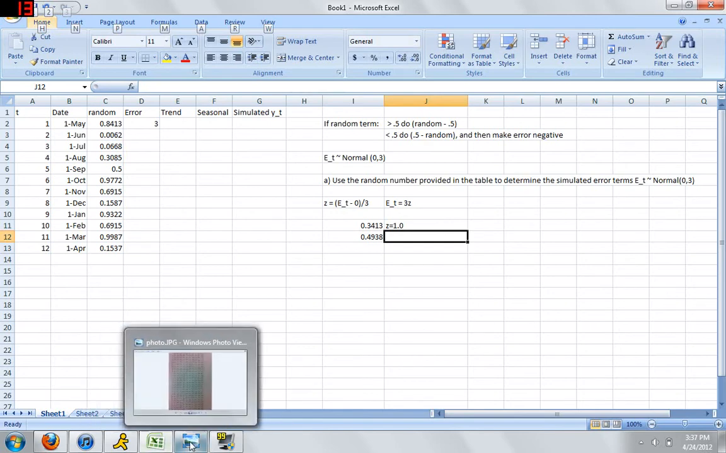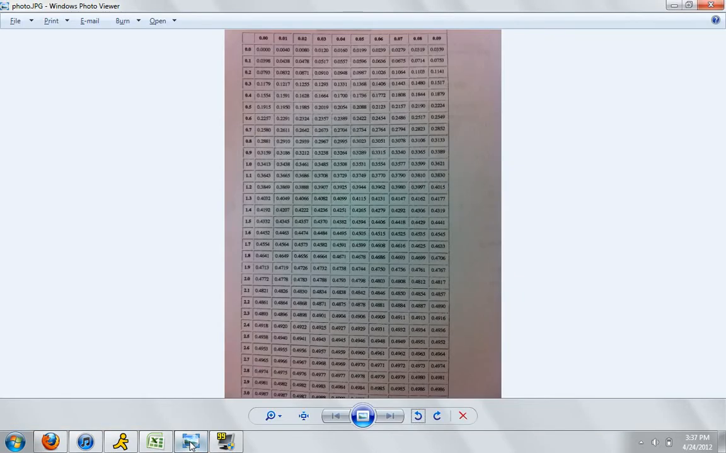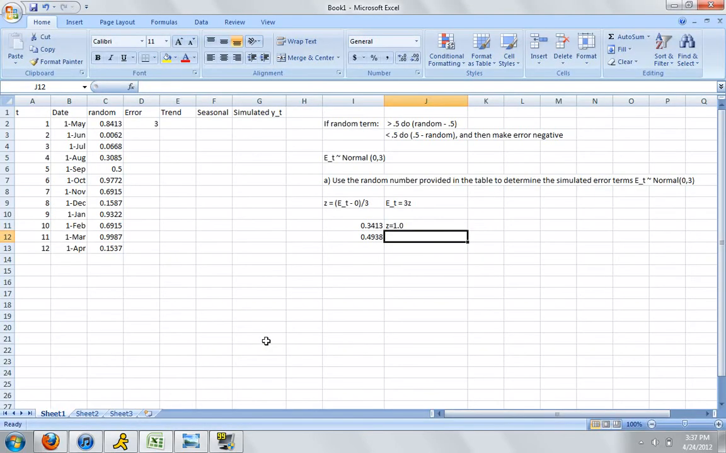Go to the table of z values. That's the number again, 0.4938. And let's try to find that sucker. That will be right here. So you know that the z value that corresponds to this value is actually 2.50. So again, you multiply that by 3, and you get 7.5. And since this random term is less than 0.5, you want to make this error term negative. So it's negative 7.5.